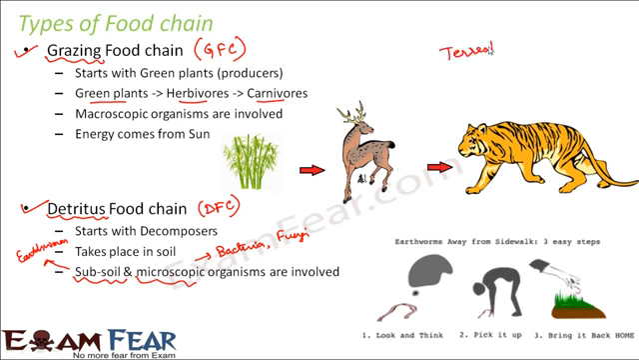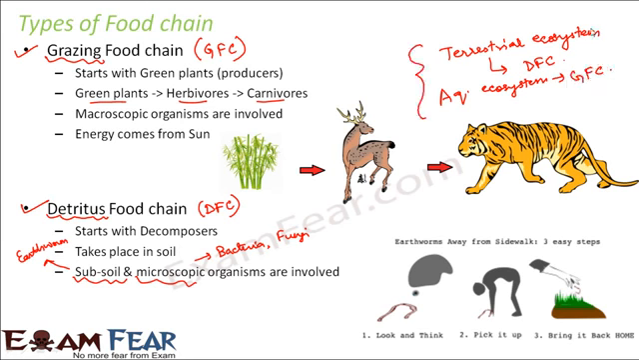So let me write it. In terrestrial ecosystem, that means those ecosystems which are present on land, more energy flows through DFC, whereas in case of aquatic ecosystem, a larger fraction of energy flow will take place through GFC, that is the grazing food chain. So this is another important point to be noted here. So these are broadly the two types of food chain.